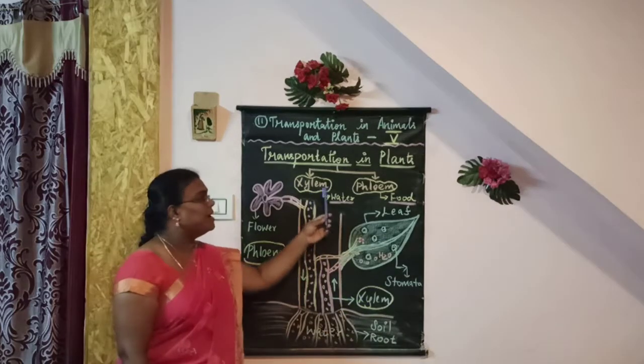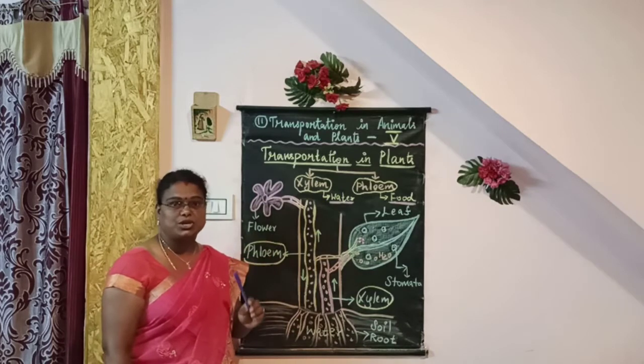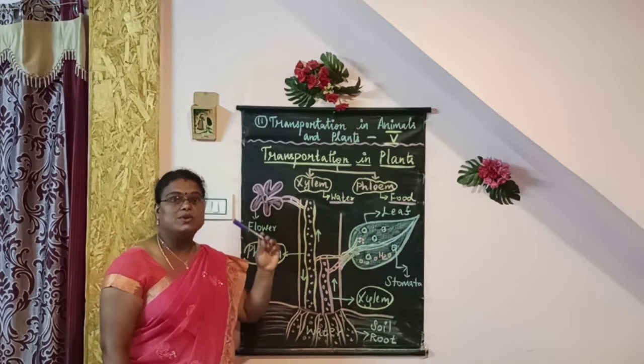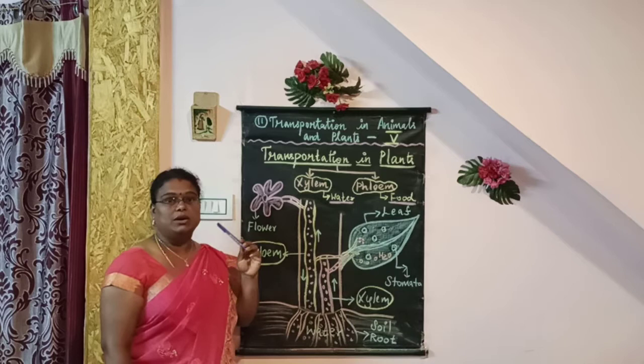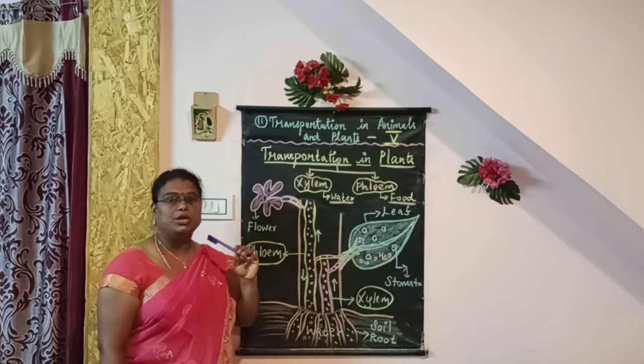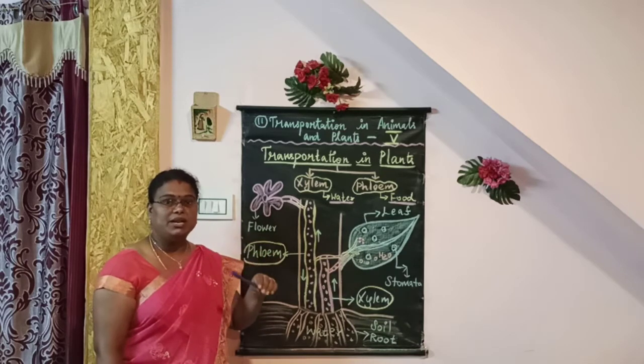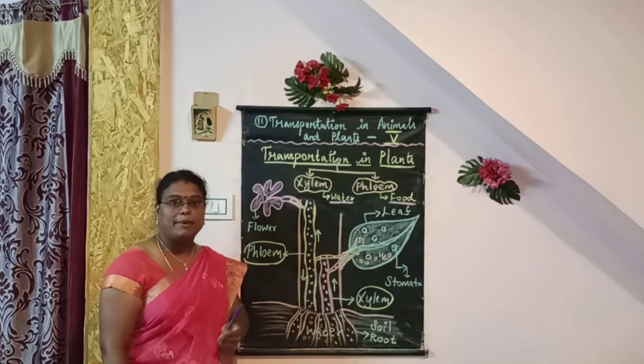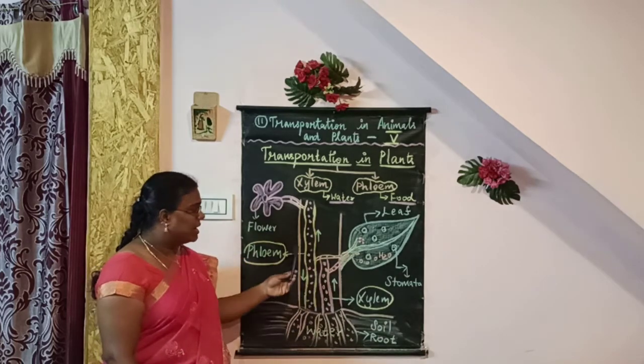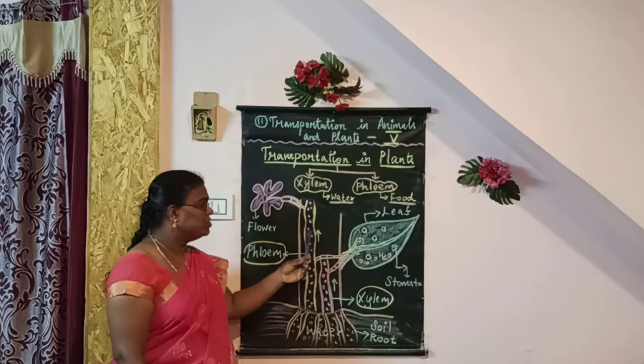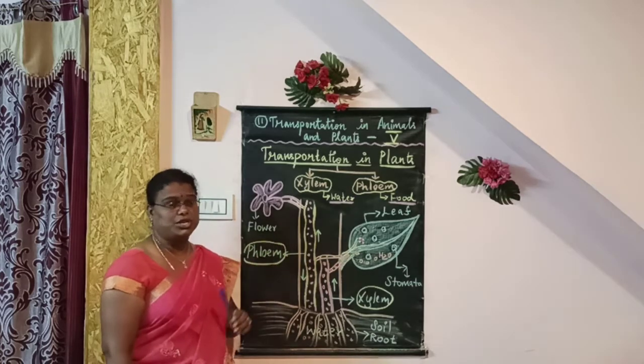So, xylem and phloem are tube-like structures which help in the transportation or conduction of materials from one part of the plant to another part of the plant, and that is present in the stem. So, the function of the stem is conduction.